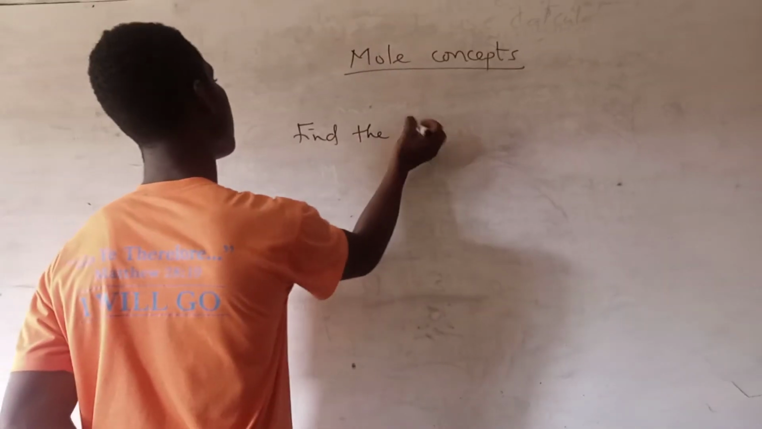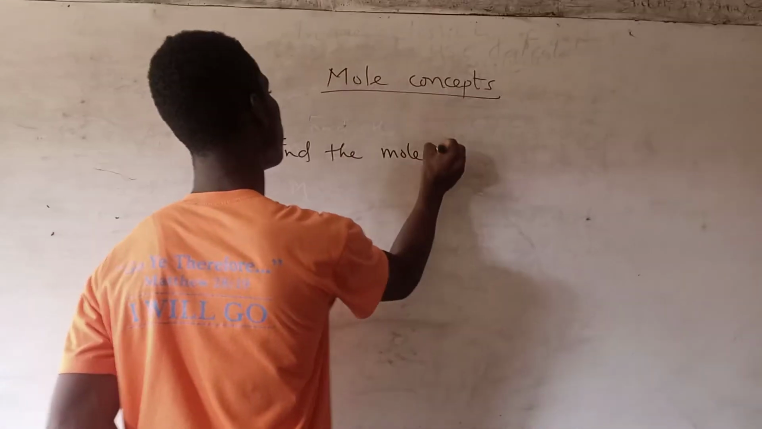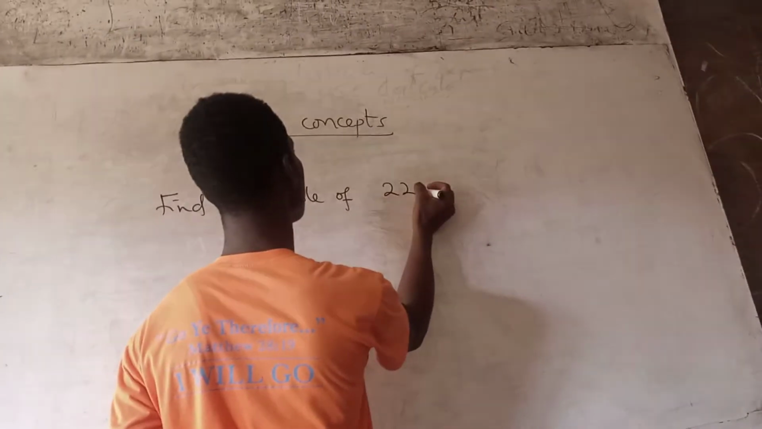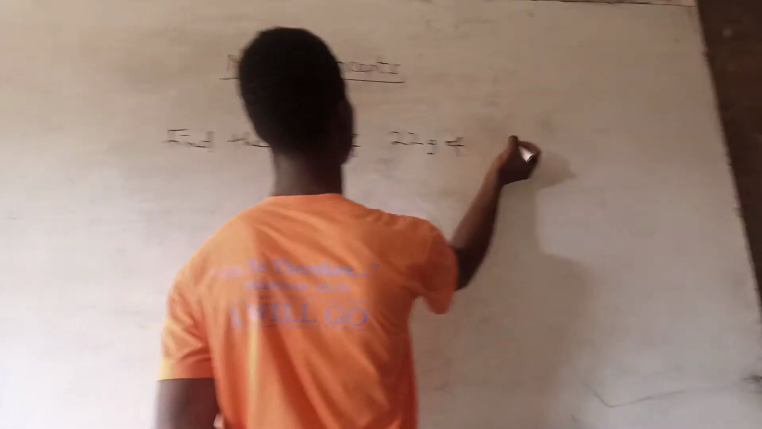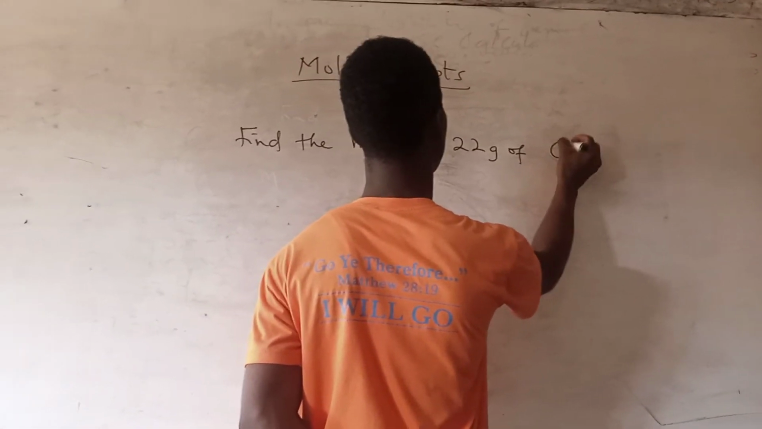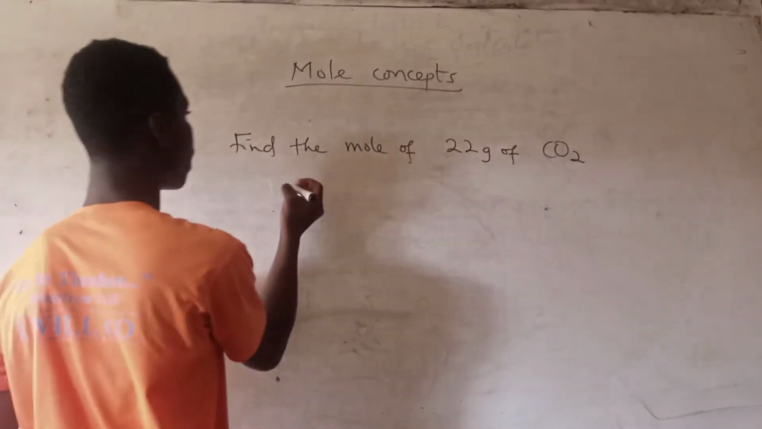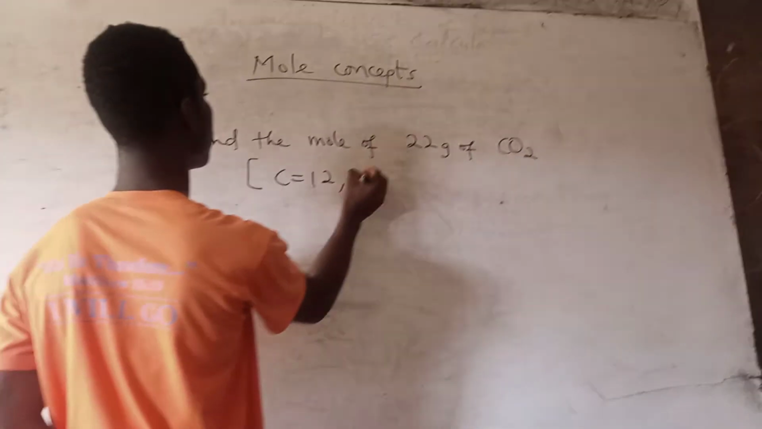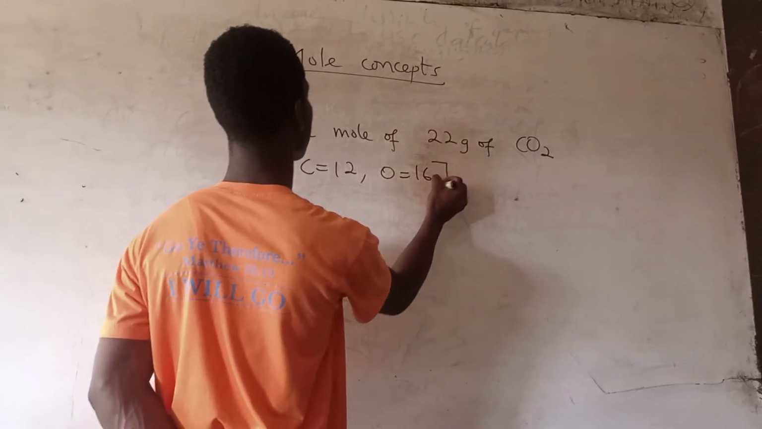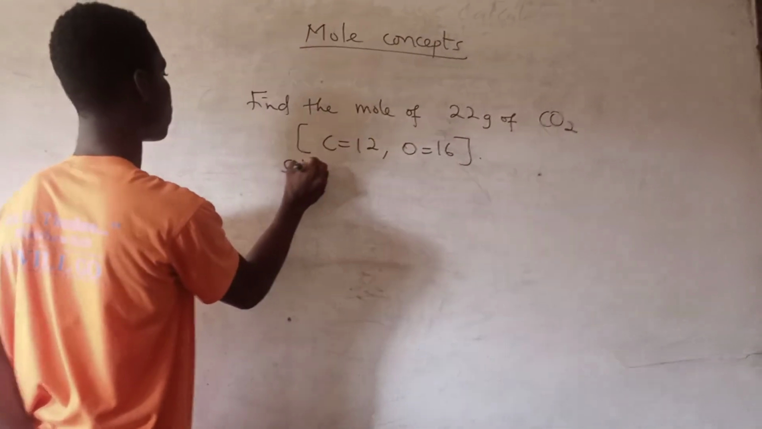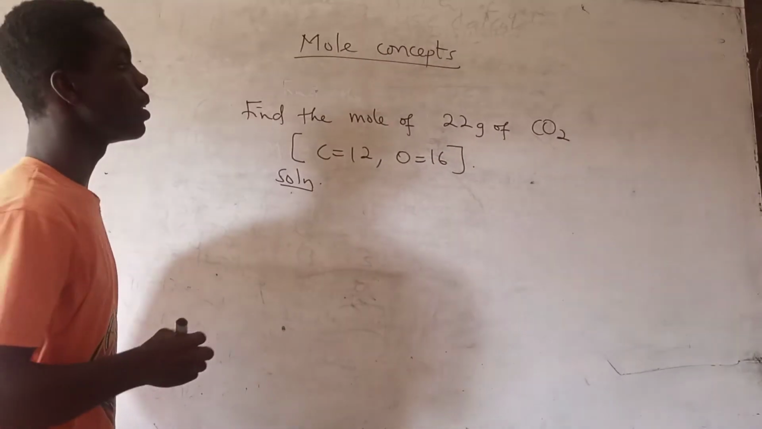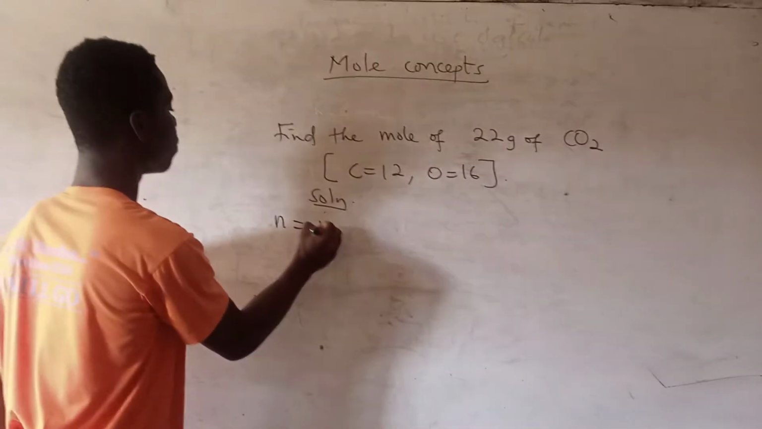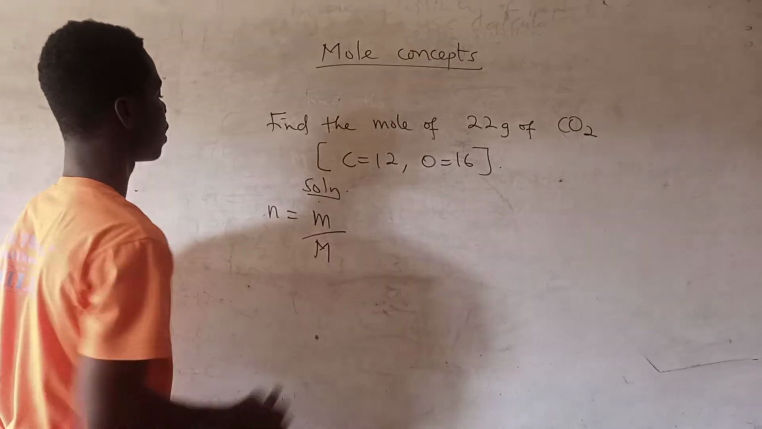Find the mole of 22 grams of carbon dioxide, carbon 12, oxygen 16. Solution. We said that number of mole is equal to mass over molar mass.